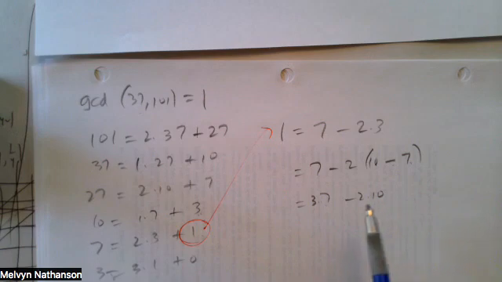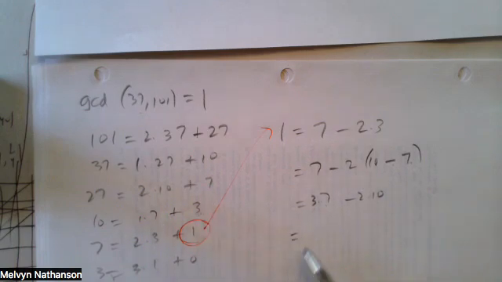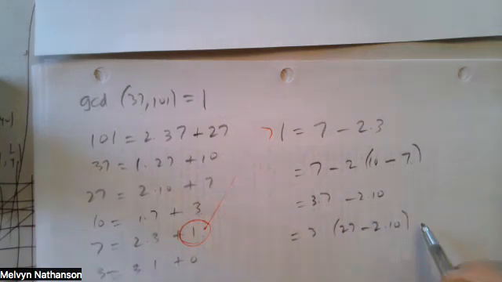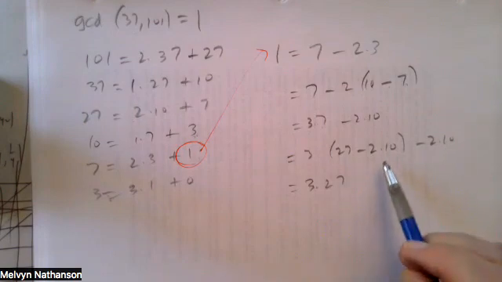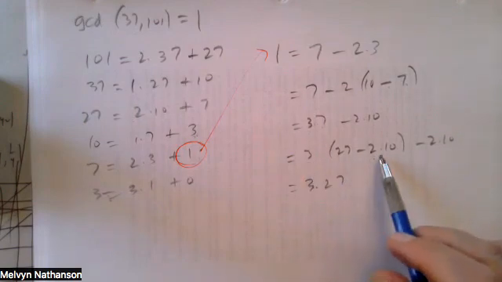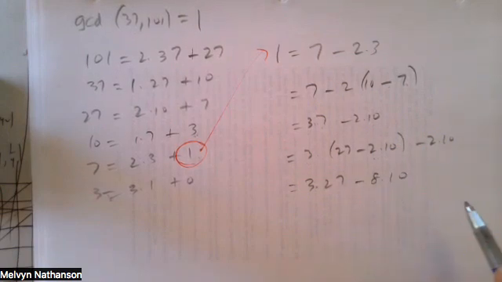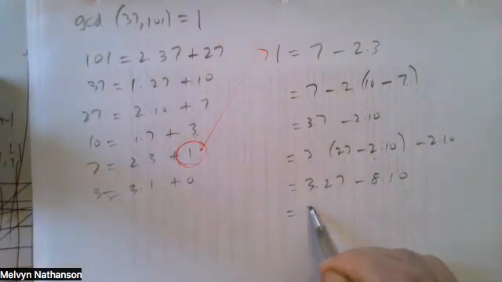Okay, that's good. And according to this, 7 is 27 minus 2 times 10. So this is 3 times 27 minus 2 times 10, minus another 2 times 10. So this is 3 times 27 minus 6 times 10 minus 2 times 10, which is minus 8 times 10. This says 10 is 37 minus 27.